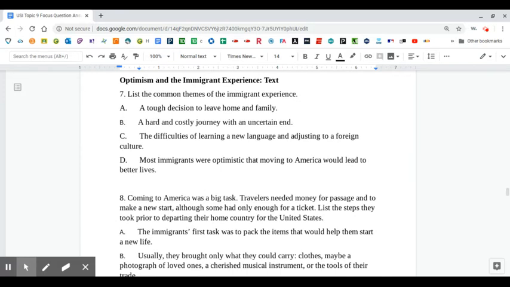Seven, list the common themes of the immigrant experience. Well, obviously, anytime you are in a foreign country and you have to move thousands of miles away to an unknown destination, it's always a very difficult decision to get up and leave your homeland to come here into the United States. Coming across the Atlantic often was a hard, costly journey with an uncertain end. They would face the difficulties and the challenges of learning a new language, adjusting to foreign cultures. However, most immigrants came to America with an optimistic attitude that things would get better.